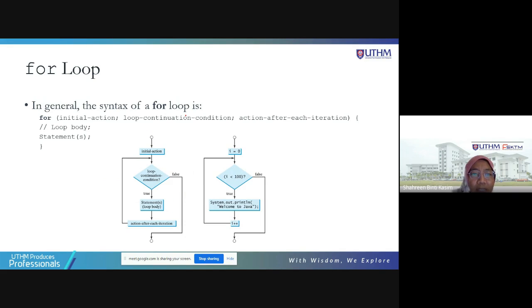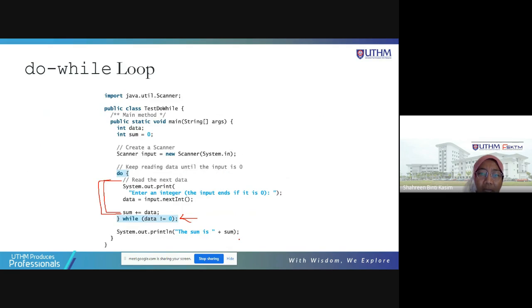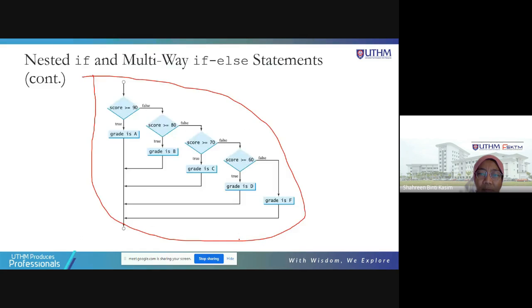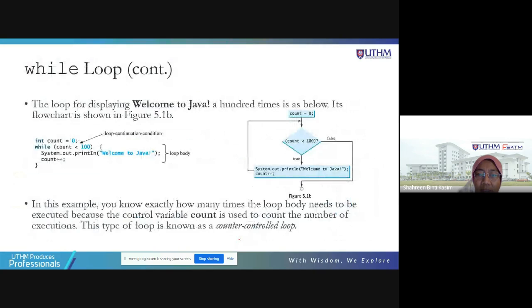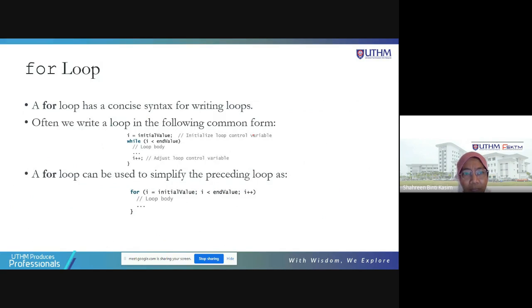In general, the syntax for a for loop is: i equal to 0, same as in the while just now. i less than 100, if true it prints welcome to Java, i plus plus, then loops until 101, when it becomes false, then ends. The while statement is also similar, but the for loop is what we use more.